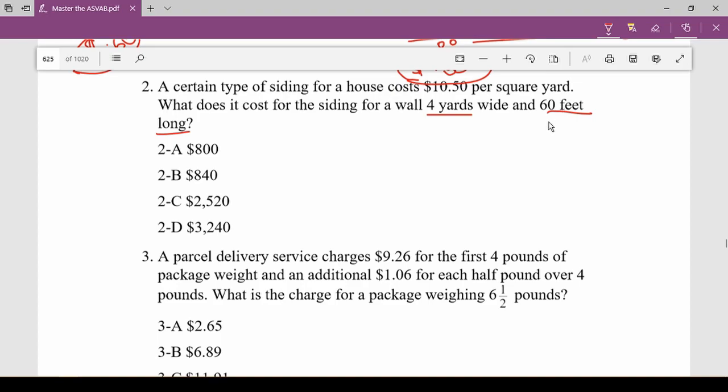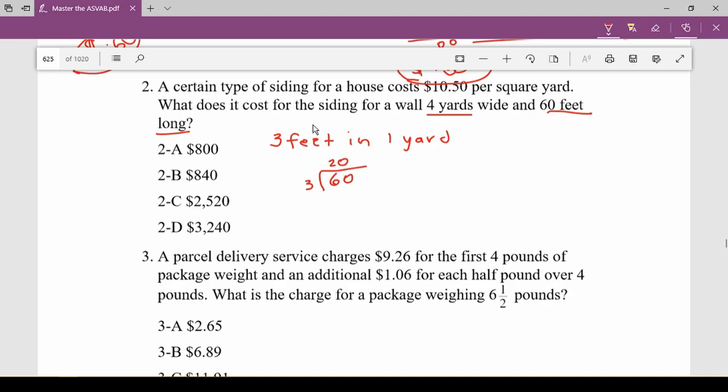So before we push forward, we need to convert either yards to feet or feet to yards. In this case, we have yards here, and feet here. So I'm going to make this 60 feet, I'm going to convert it into yards. Of course, we should know there are 3 feet in every yard. So what I'm going to do right out the gate is do 60 divided by 3. 60 divided by 3, of course, is 20.